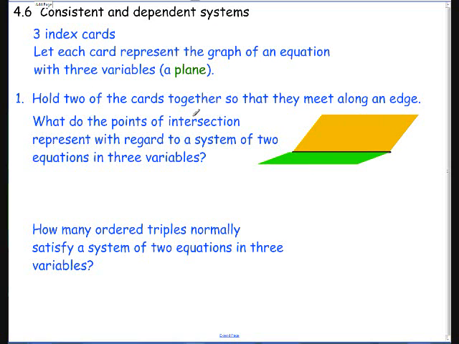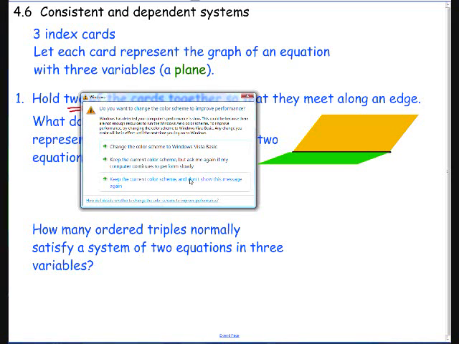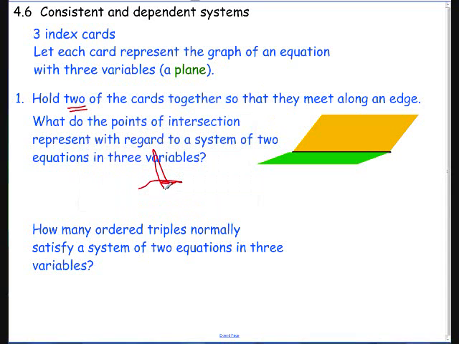Hold these cards, two of them, so that they meet right along an edge. What do the points of intersection represent? If you were going to say what this is, what would you say this point of intersection is? That's right. It's a line.